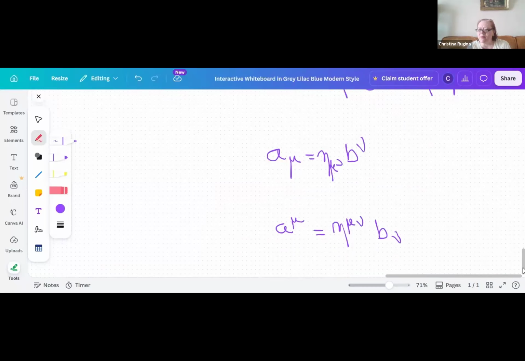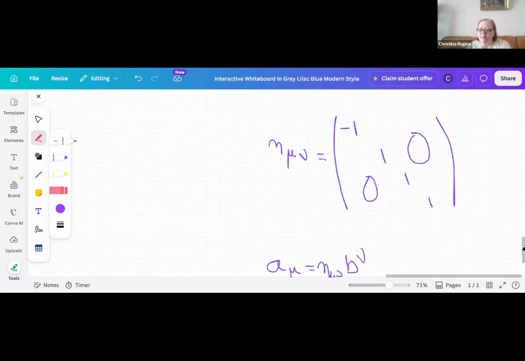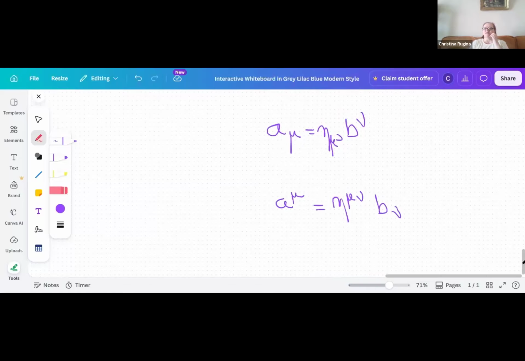Anyway, you lower and you raise indices like that. And you have the Minkowski metric, which I hope was visible up here. So this is lowering indices and raising indices like that with the Minkowski metric. We assume you know these things actually, so just a review.